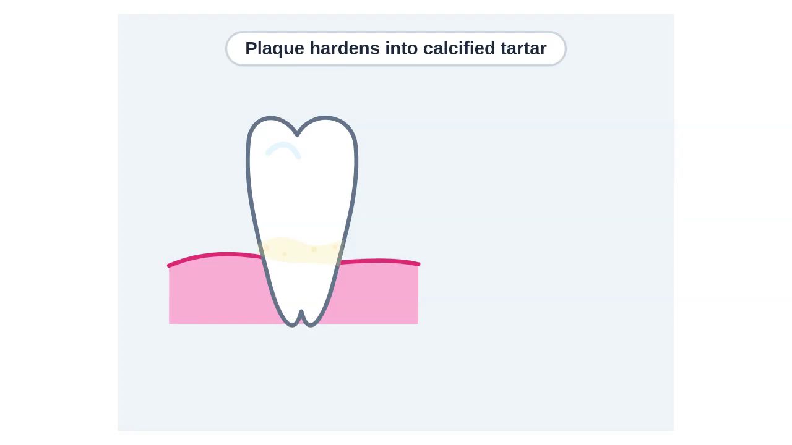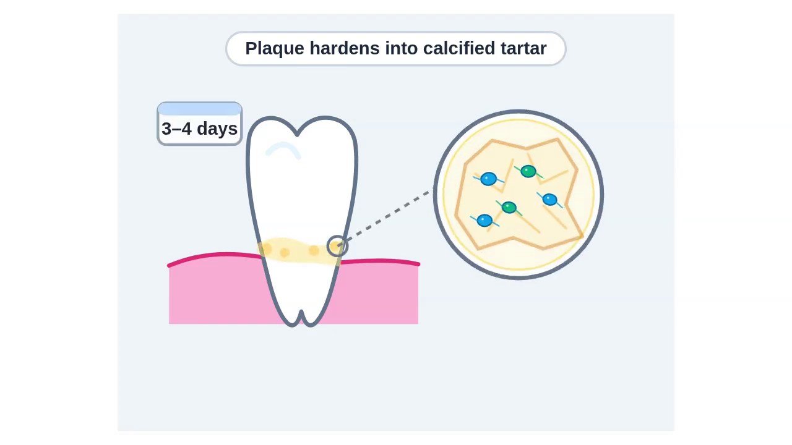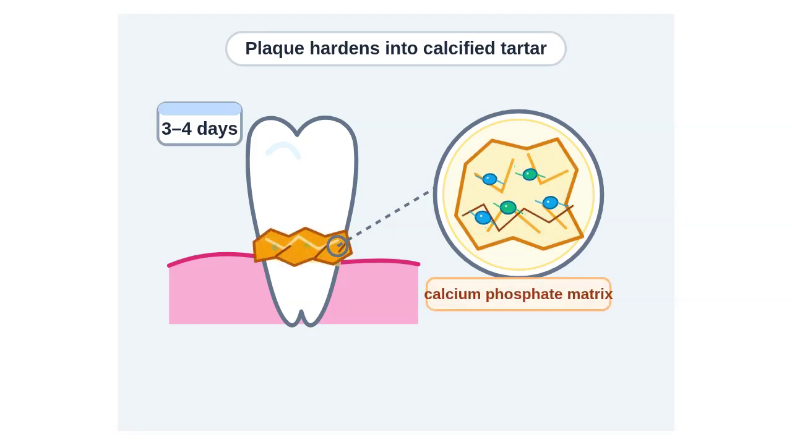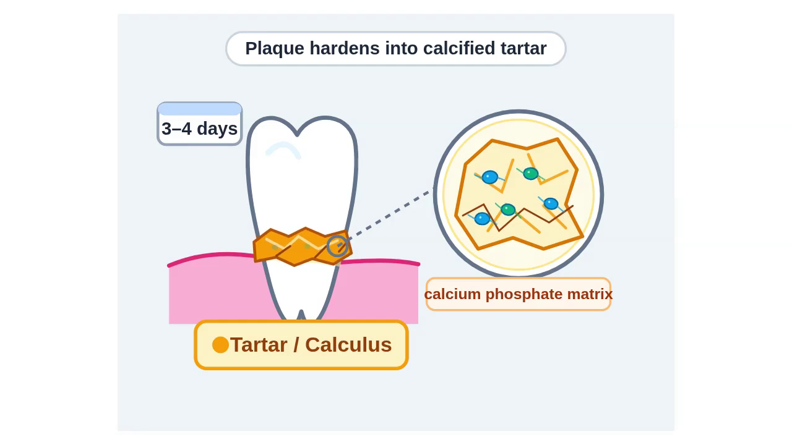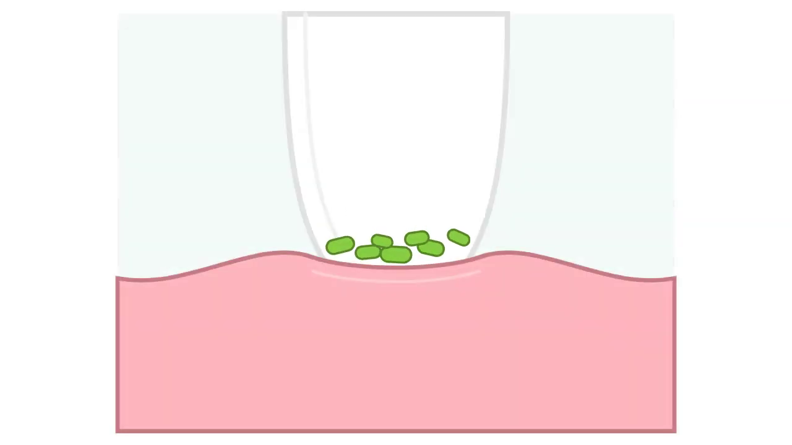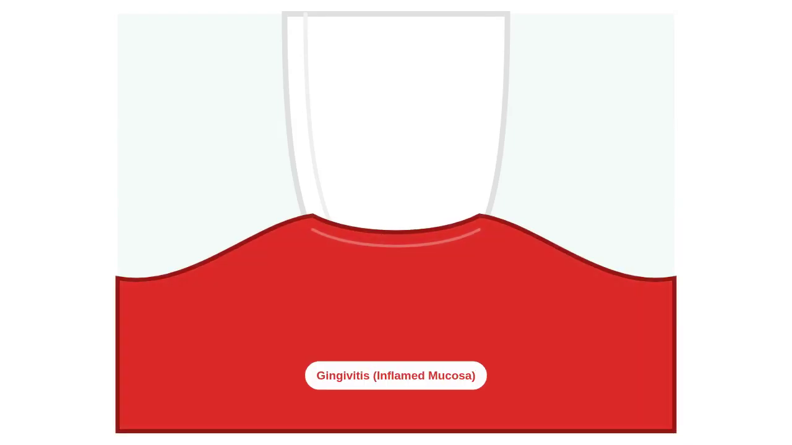However, if plaque is allowed to build up for 3 or 4 days, bacteria begin to undergo internal calcification, producing calcium phosphate, better known as tartar or calculus. This adheres tightly to the surface of the tooth and retains bacteria in situ. The bacteria then release enzymes and toxins that invade the gingival mucosa, causing inflammation of the gingiva, which is gingivitis.